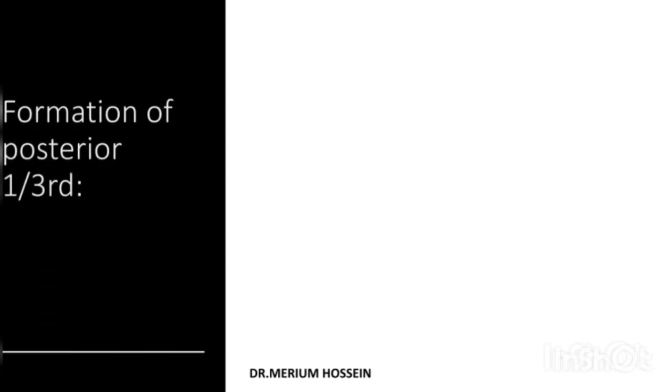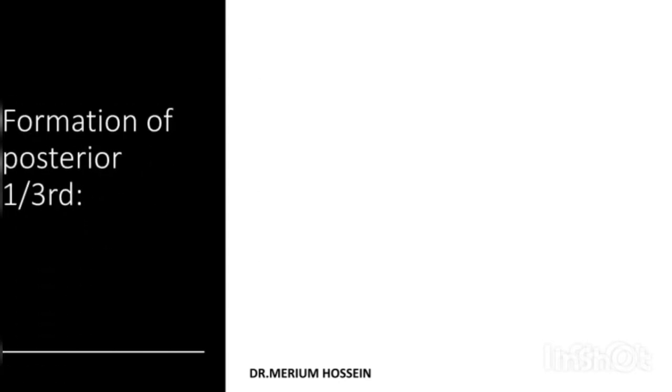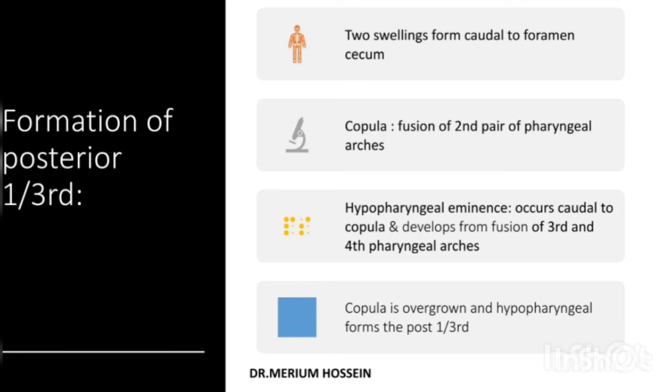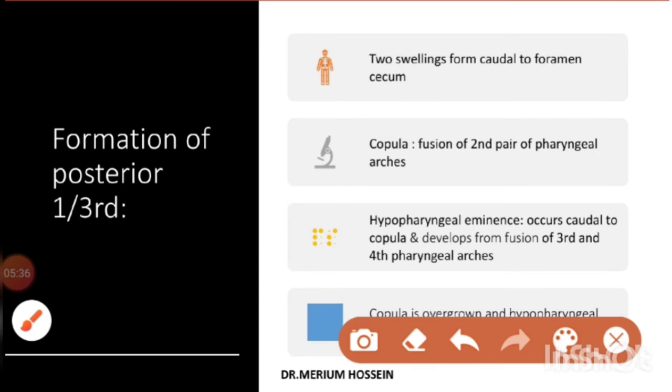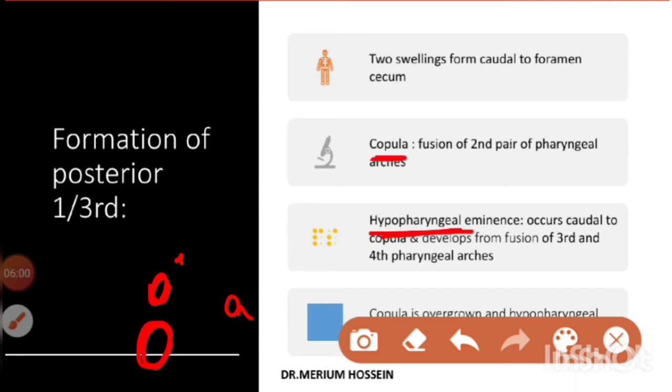So now let's talk about the formation of the posterior one-third of the tongue. For the development of the posterior one-third, as I already told you, there is going to be the foramen cecum, and towards the anal end, posterior to the foramen cecum, there is going to be the development of two swellings. This is going to be the copula, and this is going to be the hypopharyngeal eminence.